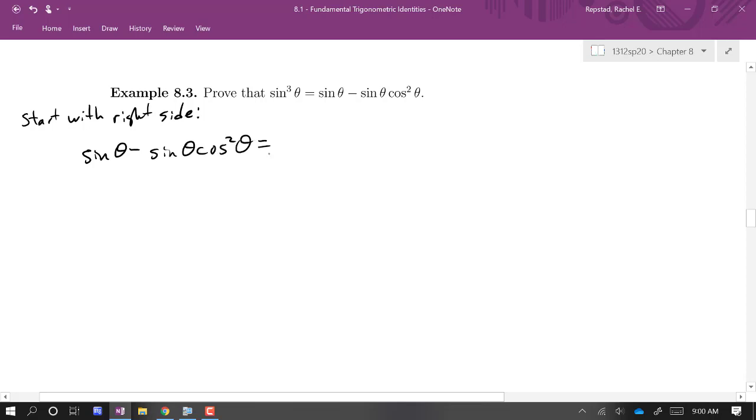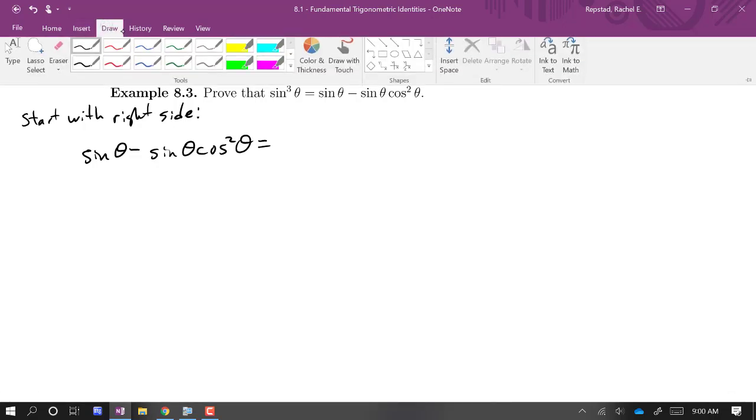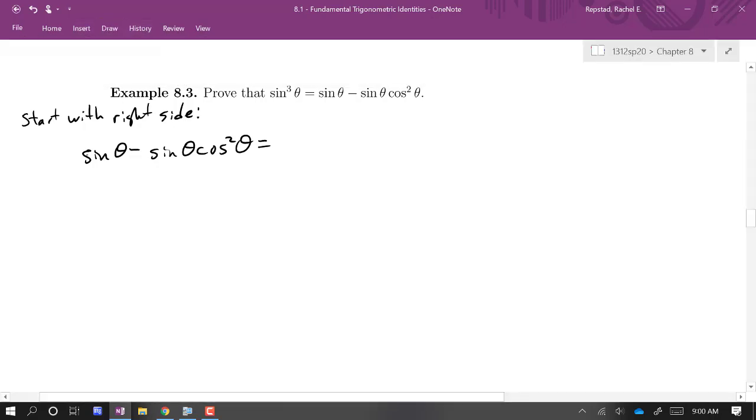I'm going to start by using some algebra. Look, both of these terms, I'm subtracting a couple of things, they both have a factor of sine theta. So I am going to factor that out. And I factor out the sine theta, and what's left is 1 minus cosine squared theta.